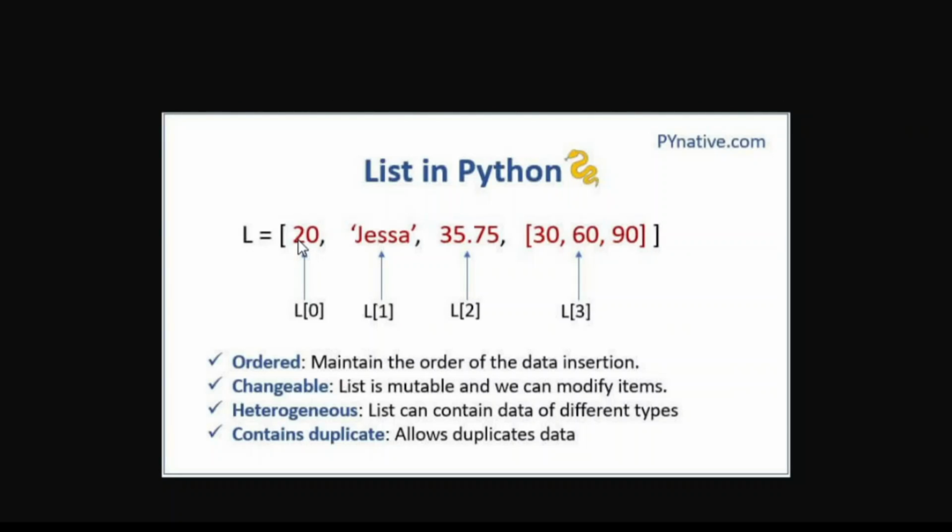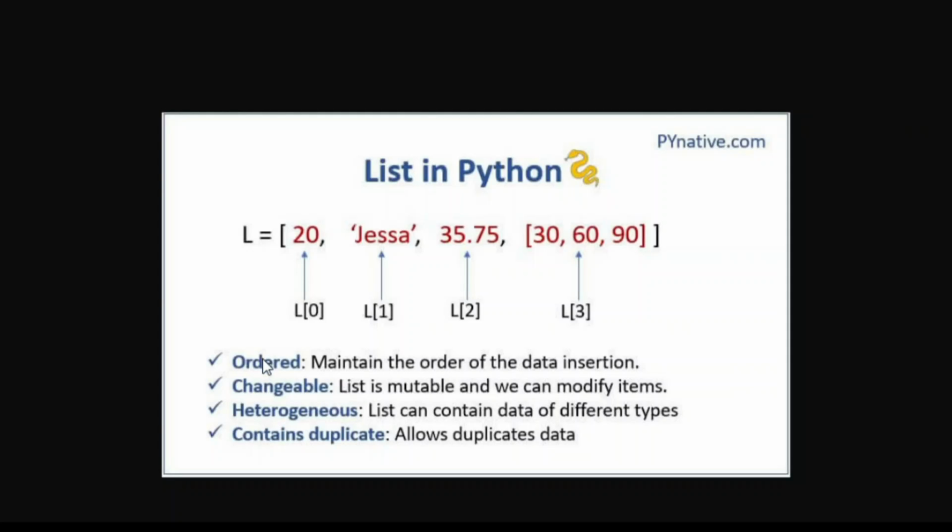In order to access any of these items, we use the index form. An index is a very common theme in programming, and in order to access the items, you just type in L of 0, which is 20, L of 1, Jessa, and L of 2, 35.75, and L of 3 is 30, 60, and 90.